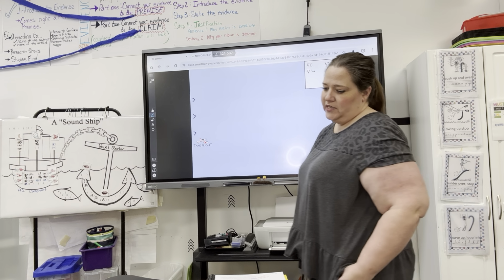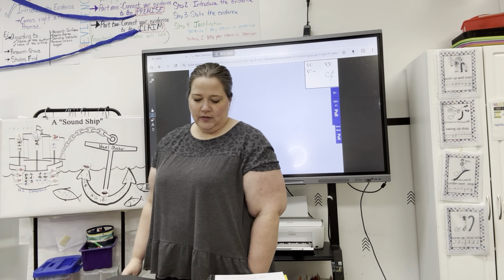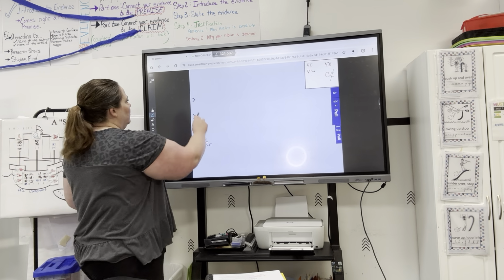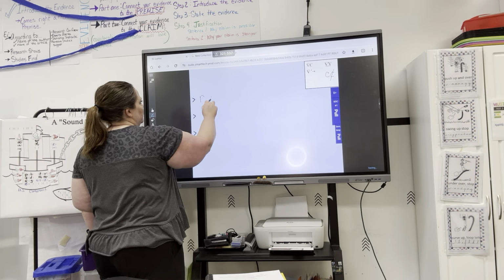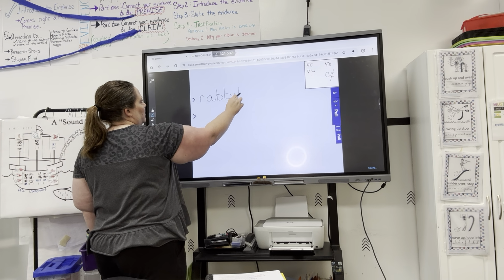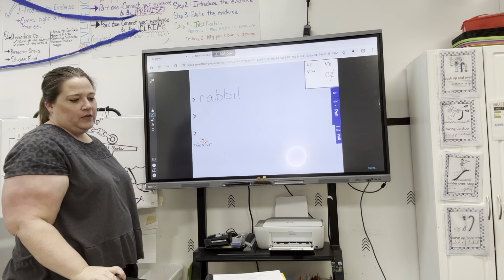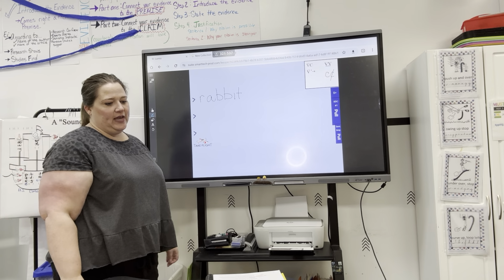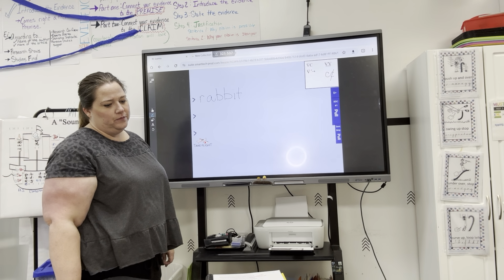Okay? So let's look at number one, and I'm going to teach you about the rabbit rule. Number one, the word is rabbit. First thing we look for is suffixes. Do we have a suffix? Nope. Do we have a letter cluster? Nope.